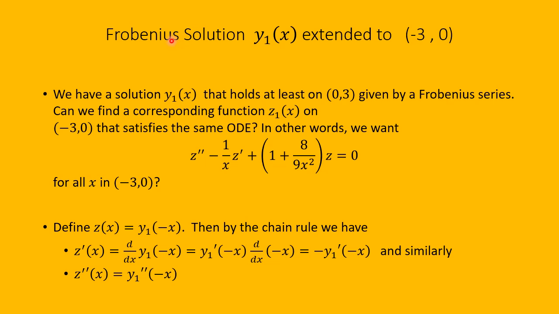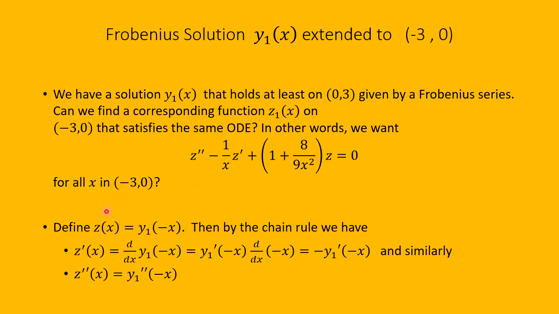So what we want to do now is figure out what the solution, more or less corresponding to y sub 1 of x, is if we want to extend it to the interval from -3 to 0, the negative side of the x-axis. X is between -3 and 0. Okay, so let's see. We have a solution y sub 1 of x that holds at least on 0 to 3, x between 0 and 3, given by a Frobenius series. Can we find a corresponding function, let's call it z sub 1 of x, on -3 to 0 that satisfies the same ordinary differential equation? In other words, we want it to satisfy z double prime minus 1 over x z prime plus 1 plus 8 over 9x squared, this quantity times z equals 0, for all x between -3 and 0.